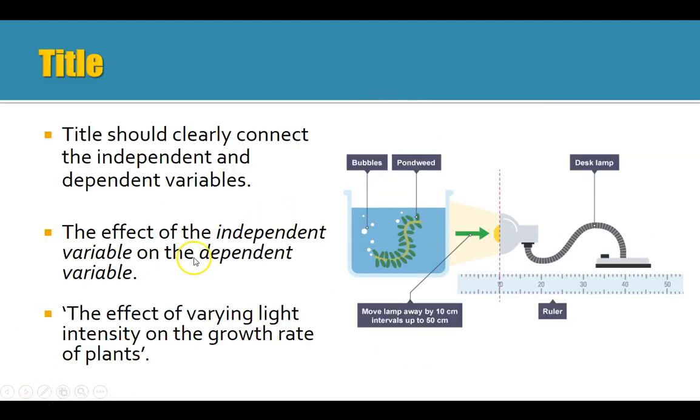So when using a correct title, when describing our results, we can't just say independent variable versus dependent variable because that's not descriptive enough. So if we're looking at the effect of light intensity on growth rates, the title should clearly connect the independent and dependent variables in a detailed way. So rather than saying light intensity versus growth rate, we would say the effect of varying light intensity on the growth rate of plants. So the key here is to be detailed.